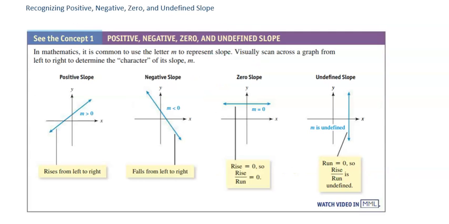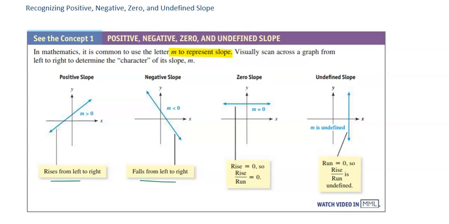So next we're going to look at recognizing positive, negative, zero, and undefined slopes. So we're going to let the letter M represent the slope. So we're using M to represent the slope. So just scan across these and look at the character of the slope for each one. So this first one, it rises from left to right. So that's going to have a positive slope. So you always want to read the graph from left to right. This next one, it's going to fall from left to right, and that means it has a negative slope.